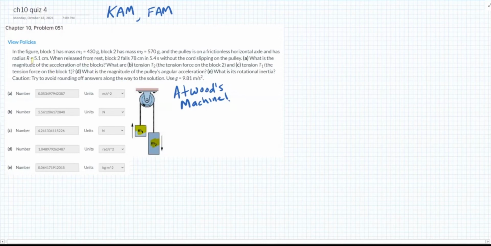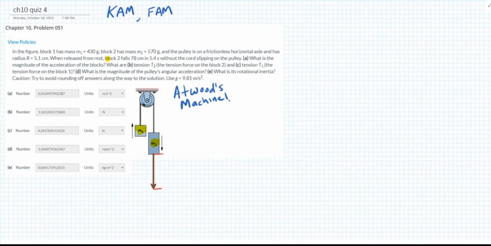I know the radius of the pulley. When released from rest, I do know some kinematics. Block 2, when released from rest, falls 78 centimeters. In my numbers, I'm just going to go straight to meters. So this falls from here to here. It falls 78 centimeters in 5.4 seconds without the cord slipping. What's the magnitude of the acceleration? Let's do part A first.